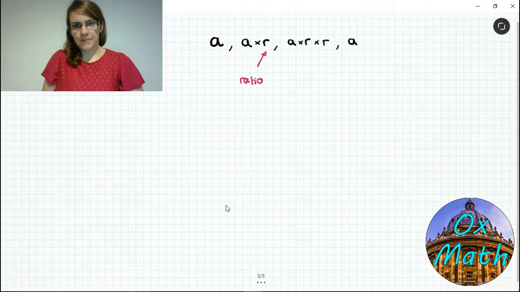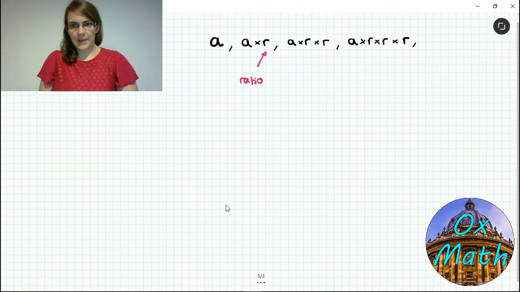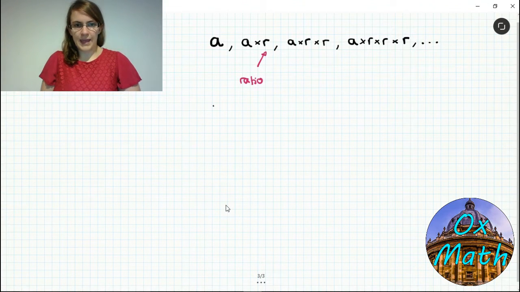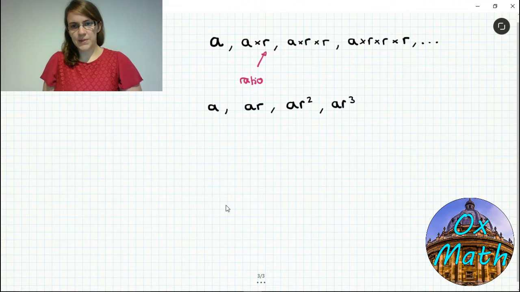Our next term would be A times R times R, the same as the previous term, and then multiplied by R again, and so on. So if we simplify this down a little bit, A is just A, times R, remember in algebra we often don't write the times sign, so we can write that as AR. A times R times R is AR squared. A times R times R times R is AR cubed, and we could continue on.